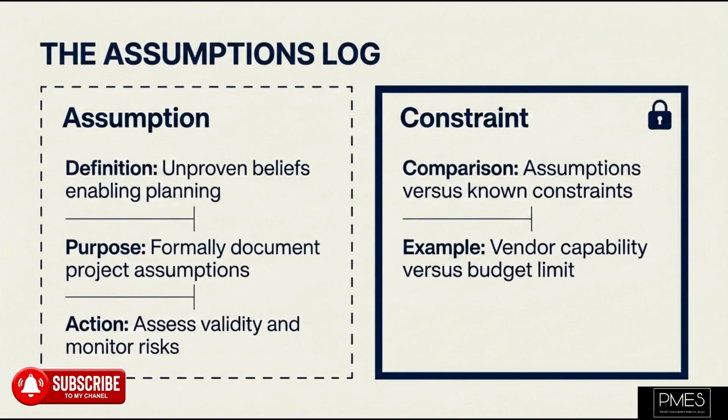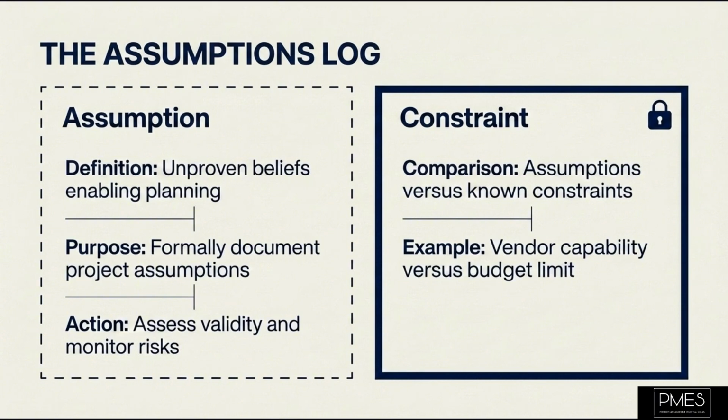First, let us examine the assumptions log. An assumption is an unproven statement that is believed to be true for planning purposes. For example, you might assume that a specific software license will be approved by a certain date, or that a key team member will be available for a particular task. Project managers make assumptions to proceed with planning in the face of incomplete information. The purpose of the assumptions log is to formally document all project assumptions.